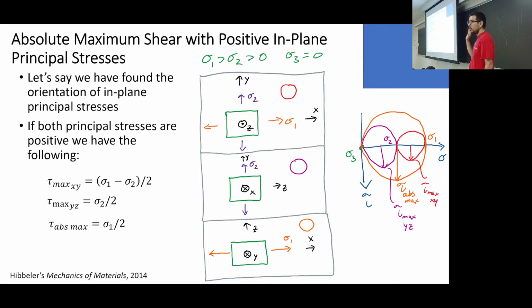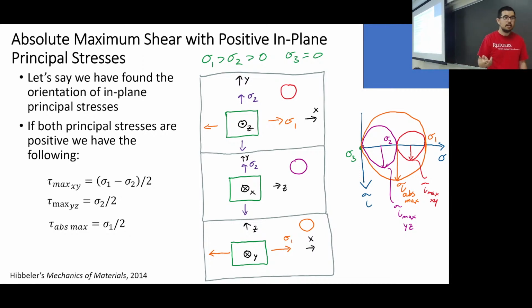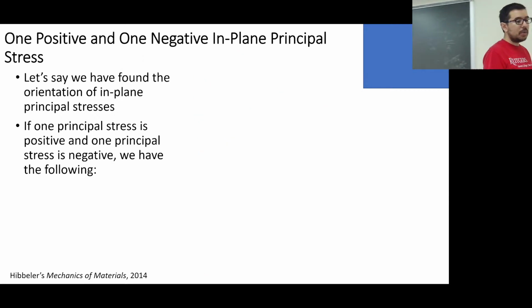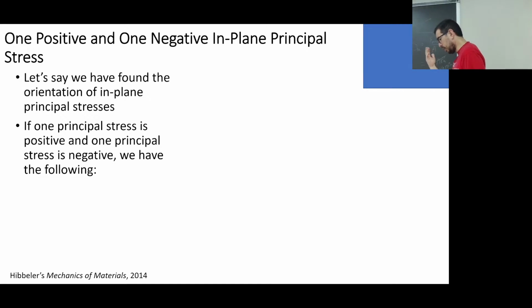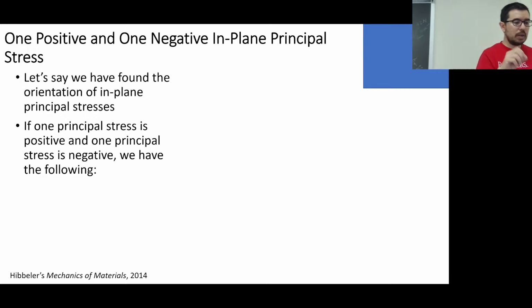What might happen if you have some principal stresses that are not positive? Or what happens if you have 3 principal stresses where one's not a 0? You have like a sigma 3 that's actually non-zero. It could be to the right, it could be to the left. So sometimes you have to think about these different types of circles.